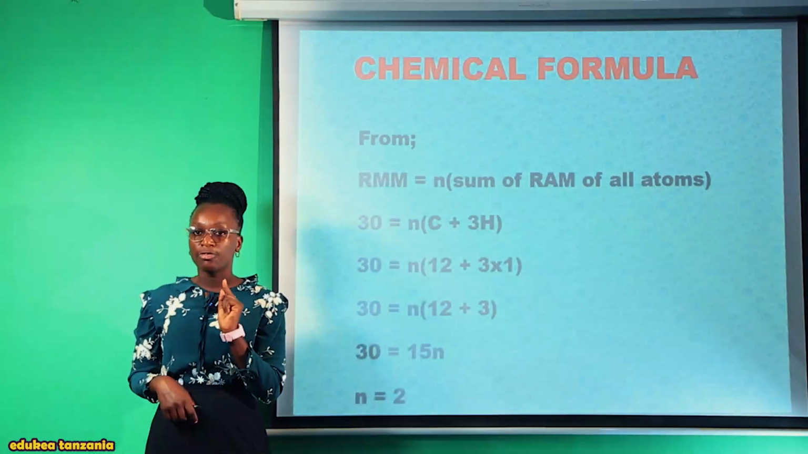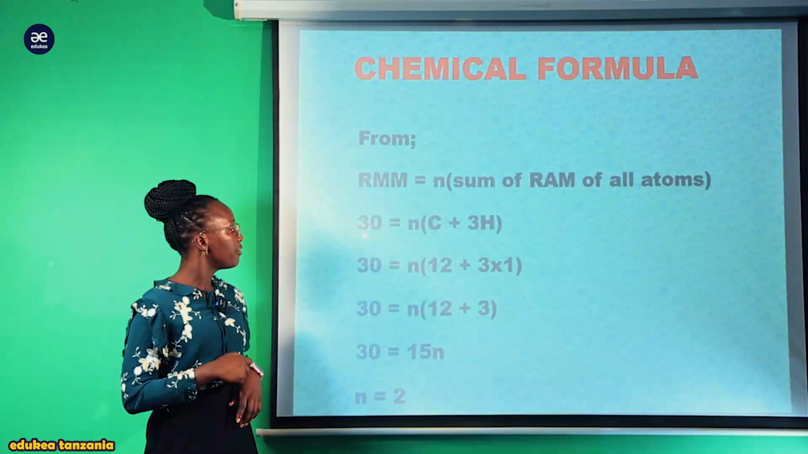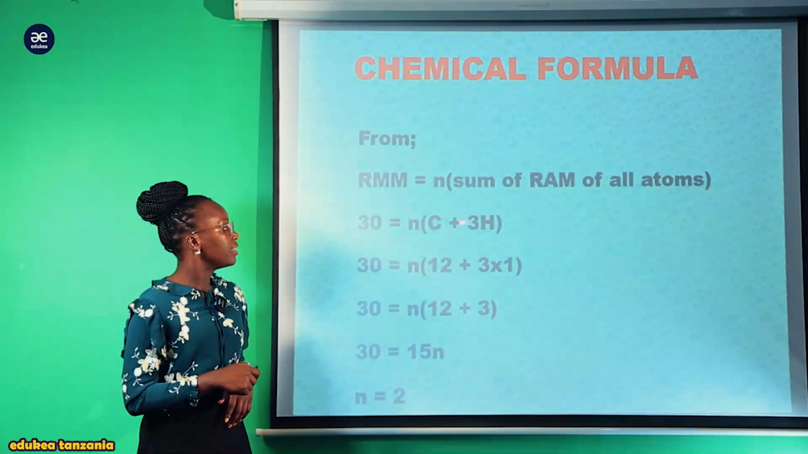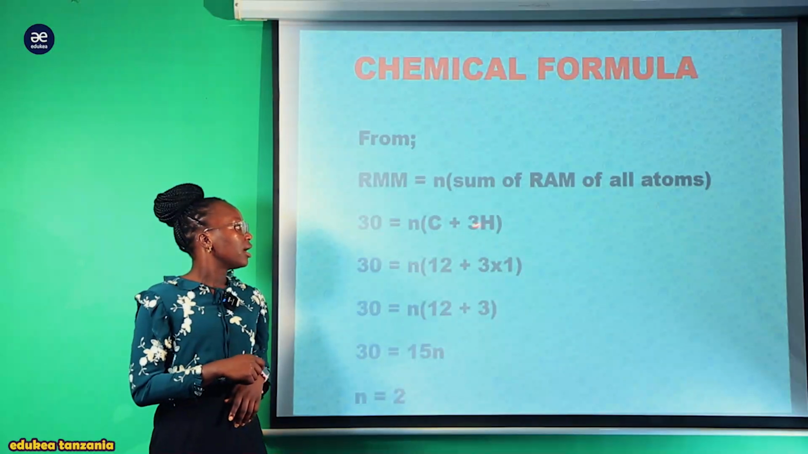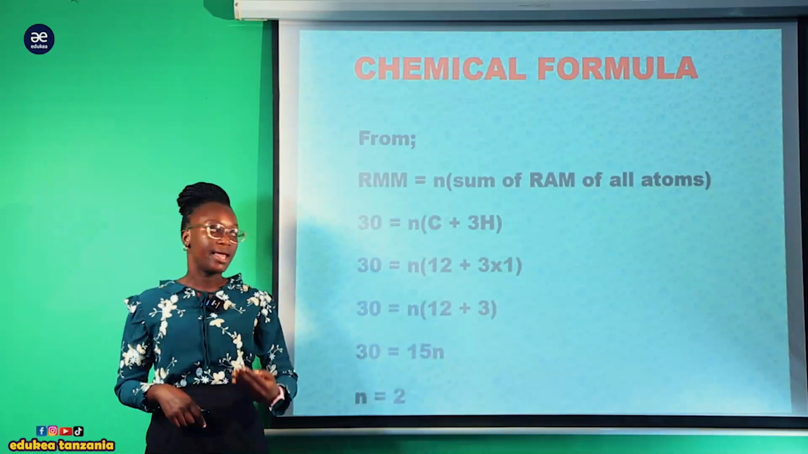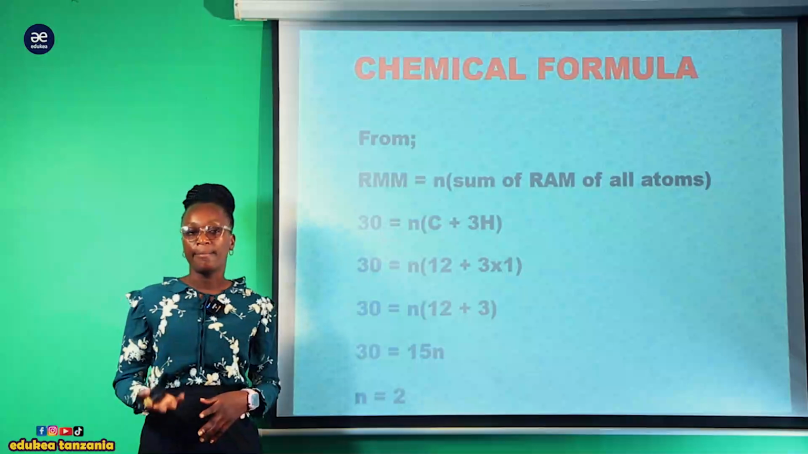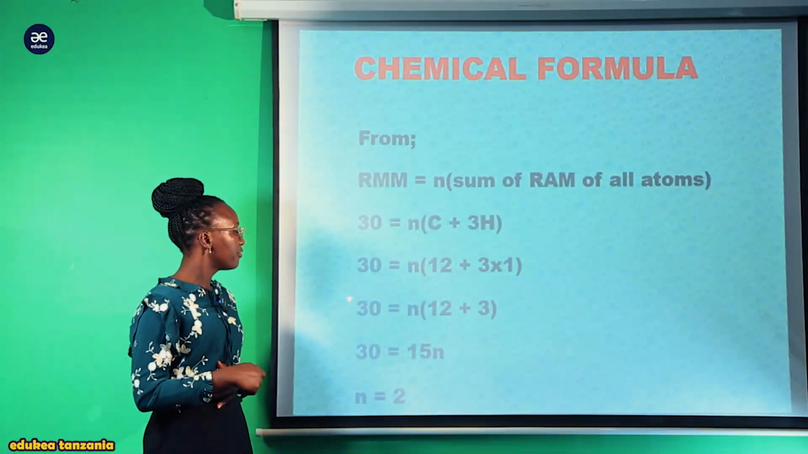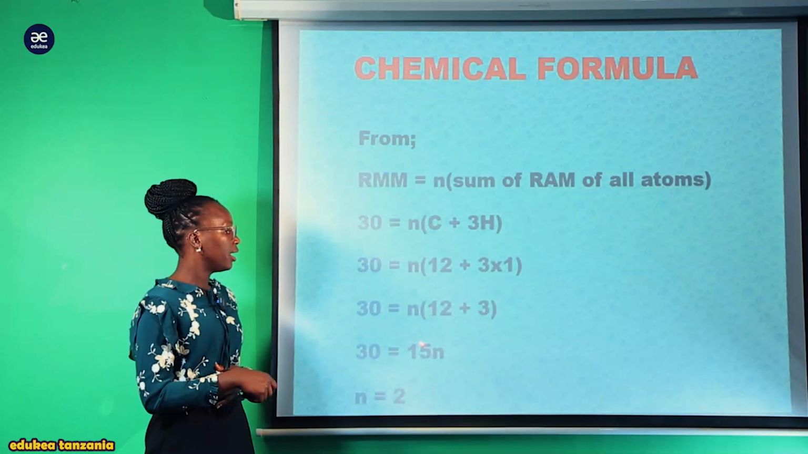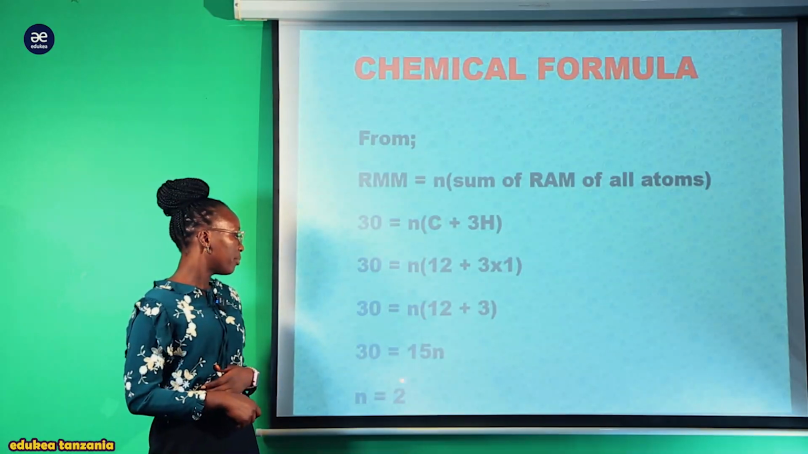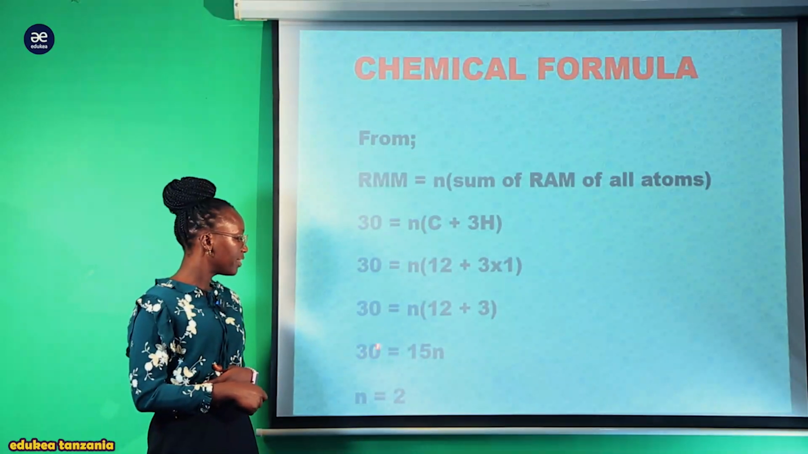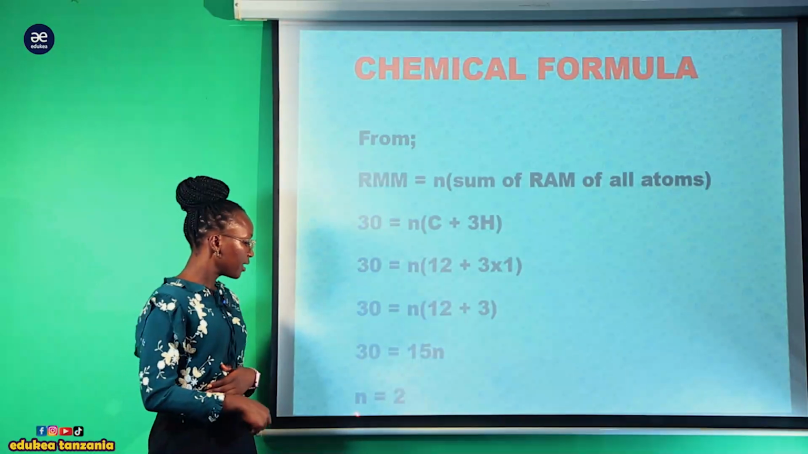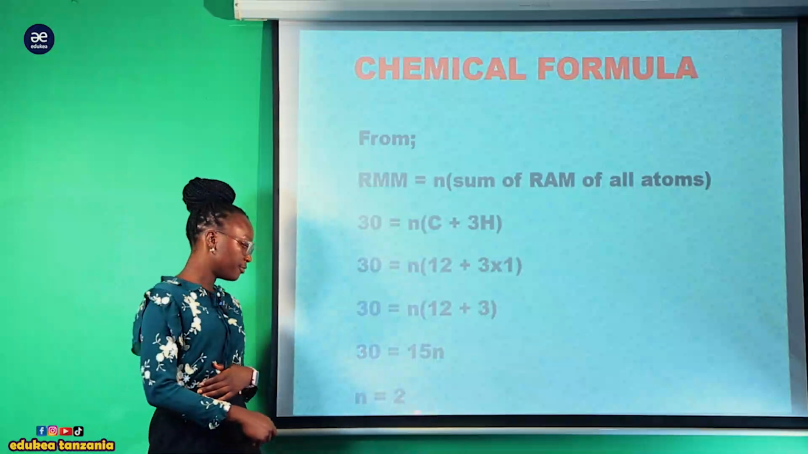Now to get the value of n, we are given this, hii relative molecular mass tumepewa, and this one is the relative atomic mass ambayo ni ya zile element. Kwa mfano carbon tunajua ni 12, hydrogen tunajua ni 1. So you will end up to have 30 is equal to n bracket 12 plus 3, ambayo utakuja kuwa na 30 is equal to 15n. Finally n you will end up to have is equal to 2.